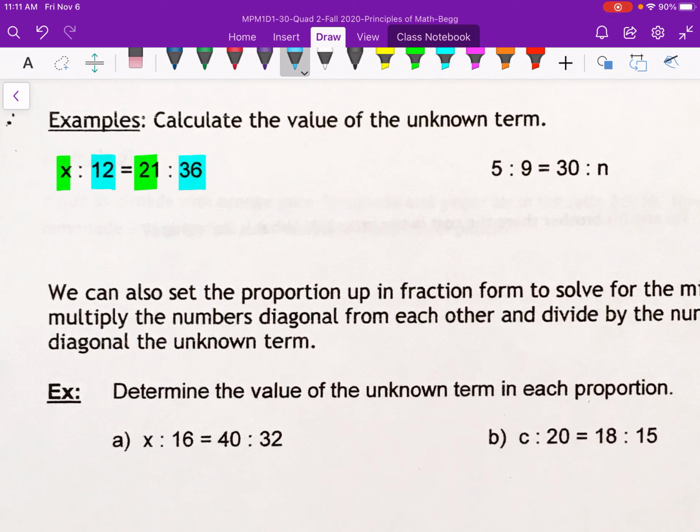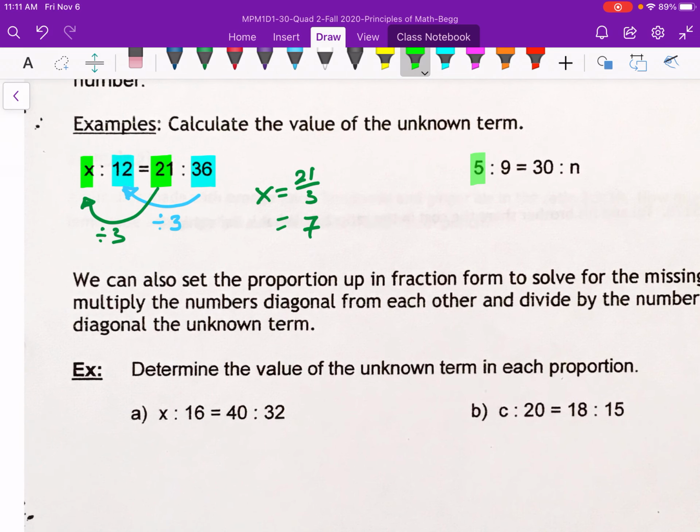And we can see that we know both the blue numbers. If I multiply the first number by 3, then I get 36. Or going the opposite way, if I were to divide 36 by 3, I get 12, right? So what I need to do to find out what x is, I need to divide 21 by 3. And in that case, x is going to equal 7.